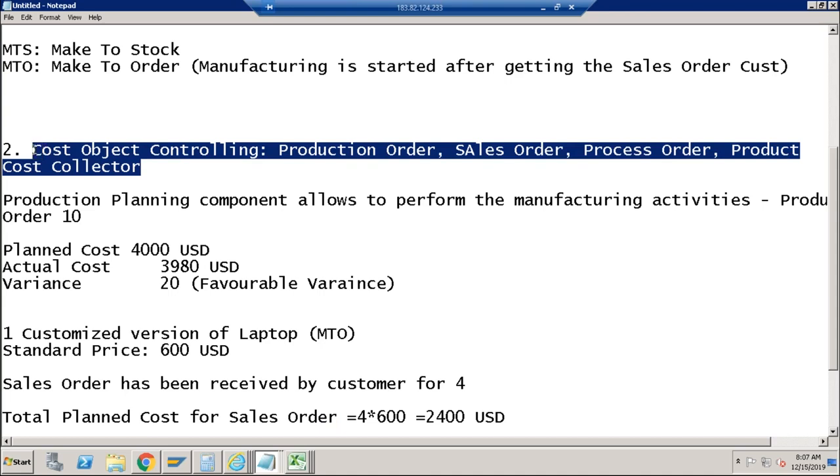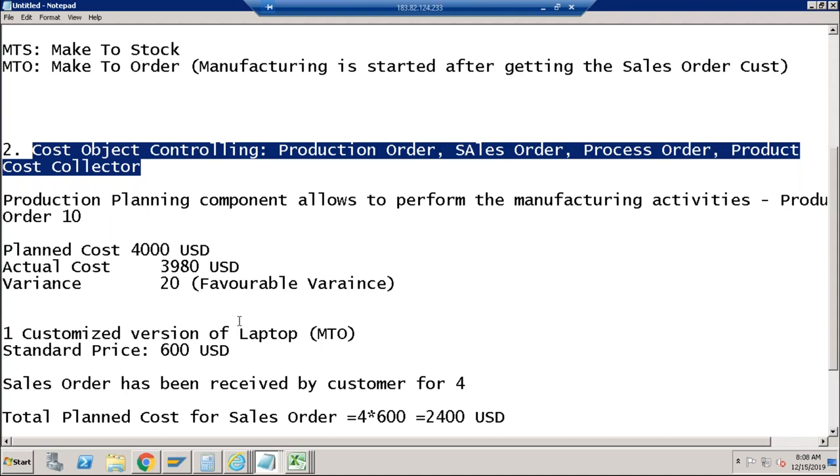We normally divide product costing into two parts. Number one is product cost planning, which is to determine the cost of the product. Number two is cost object controlling, where we try to control the cost object. The cost object can be a production order, a sales order, a process order, or the product cost collector. We will see all these things practically in the system, but as of now, just have the understanding of these two components of product costing. So any question till now? What exactly is product costing? What is product cost planning? What is cost object controlling?